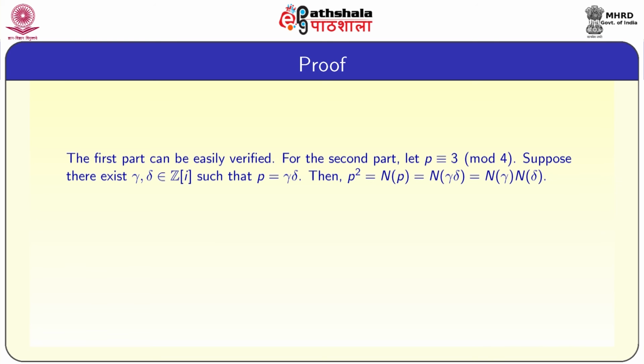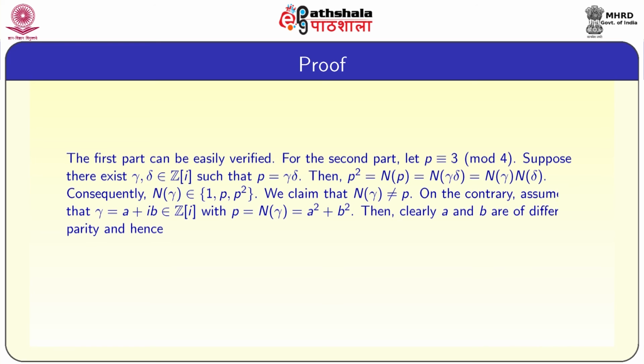then p square is equal to n of p, which is equal to n of gamma times delta, which is equal to n of gamma times n of delta. So, consequently, n of gamma belongs to {1, p square}. We claim that n of gamma is not equal to p.